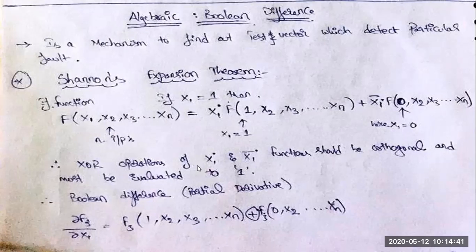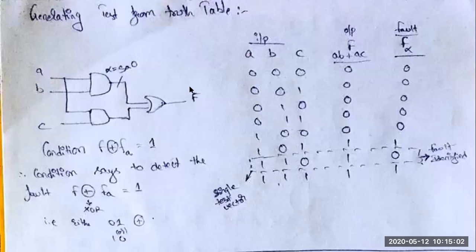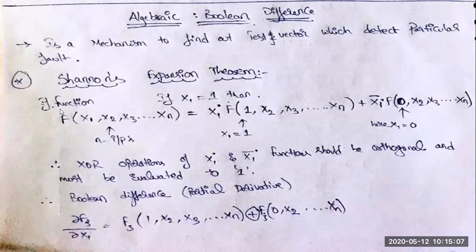Here we will discuss one case, Shannon's expansion theorem. With the relation of Shannon's expansion theorem, we will be identifying that. If I have a function f with the inputs x1, x2, x3, and so on up to xn, that is, for n number of inputs, the output is said to be a function f of x1, x2, x3, and so on up to xn.